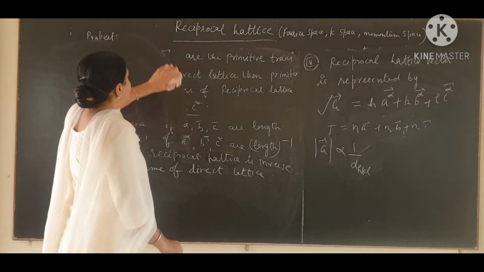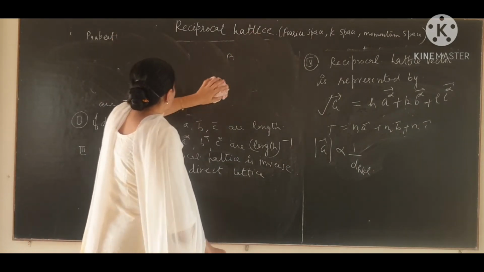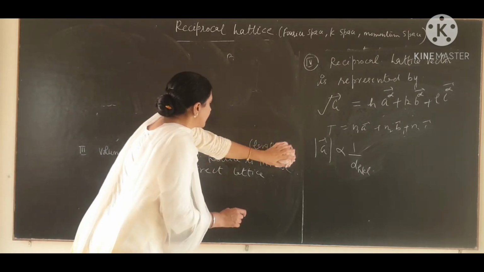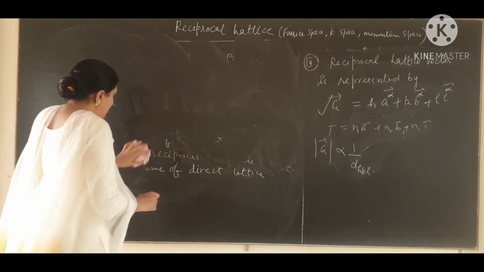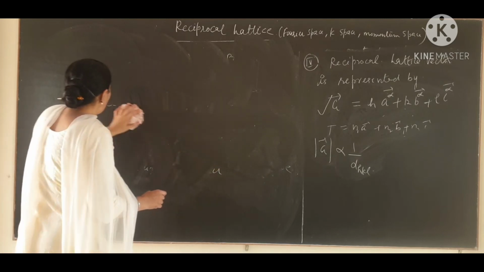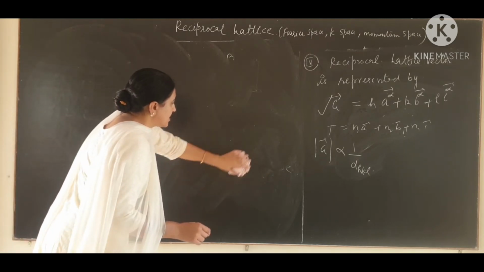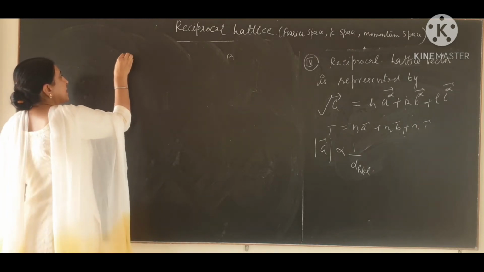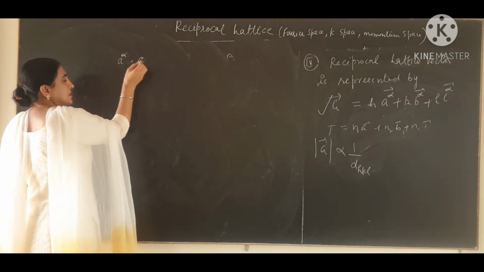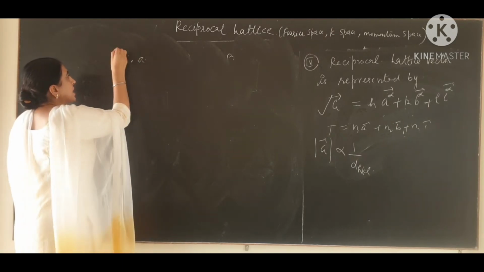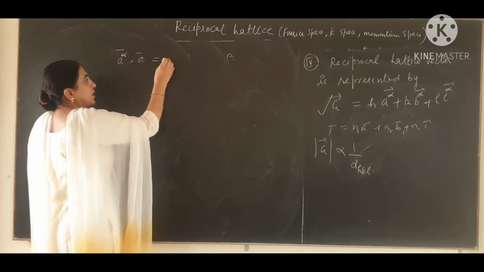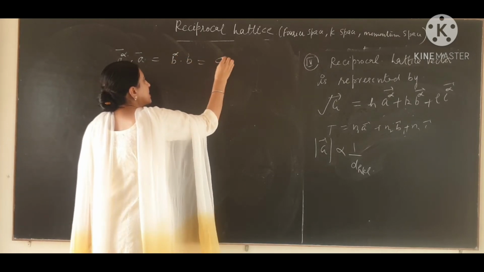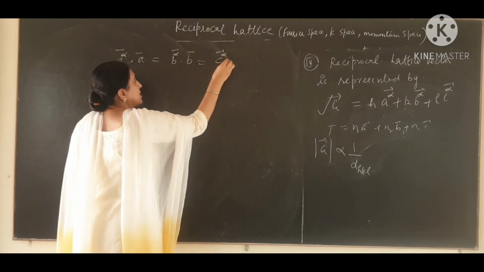So next, what are the values of A star, B star, C star? Because we want A star, B star, C star here. How can we find out A star, B star, C star? That is A star dot A. This is also a property. A star dot A is equal to B star dot B, which is equal to C star dot C.